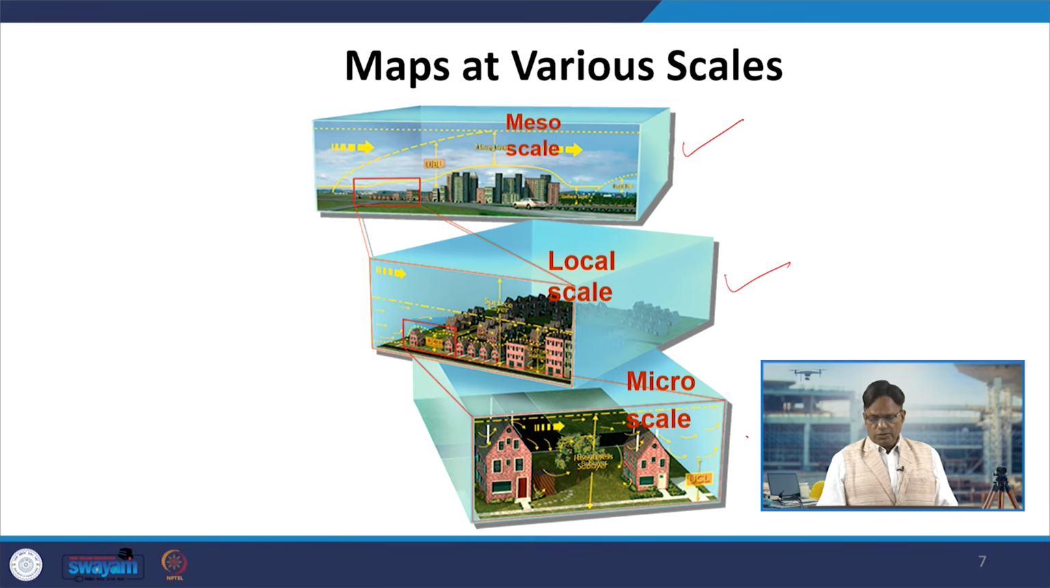But the micro scale map, which is given at the bottom, is the largest scale map, which we prepare to cover a small area, but with very detailed information, because our accuracy of mapping is also related to the scale. So, whenever we survey an area and try to map it, we have to decide at what scale we are going to map the features.